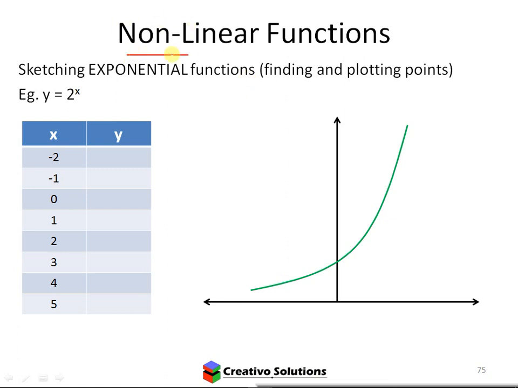So nonlinear functions. If something's nonlinear, it's not a straight line. This is an exponential function. If it's an exponential function, you've got an exponent, but the same rules apply. If I had to draw the graph, I need to substitute into the equation. So if x is minus 2, what would y be? Y would be 2 to the power minus 2. What's 2 to the power minus 2?